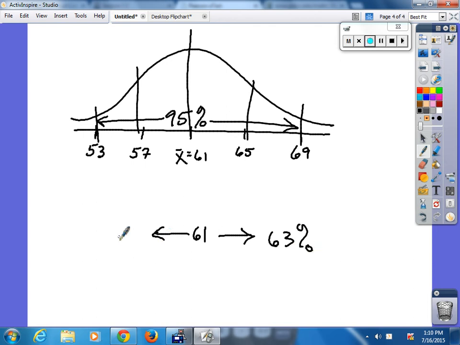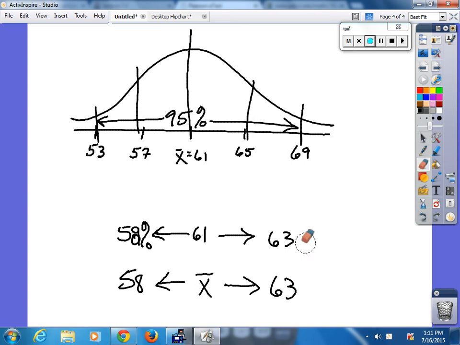And what would be on this end? 59%. That's right, class. Or 58%. Which one is it? 58. So, you've got a 95% confidence that your mean for your population, based on the sample, is going to be between 58 and 63. You don't need a percent there, I'm sorry, because we're not talking about proportion, we're talking about mean.